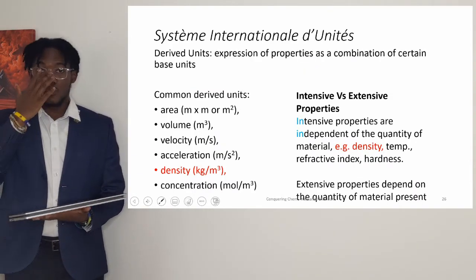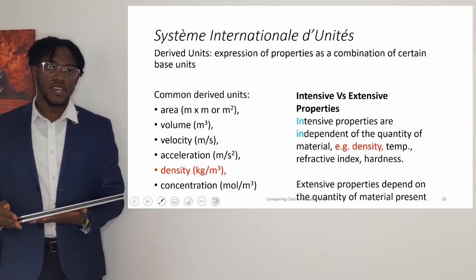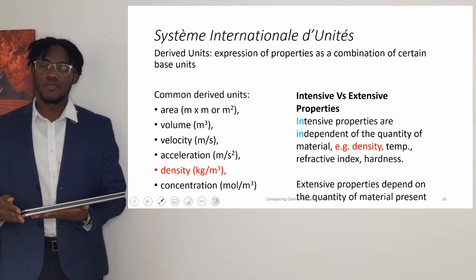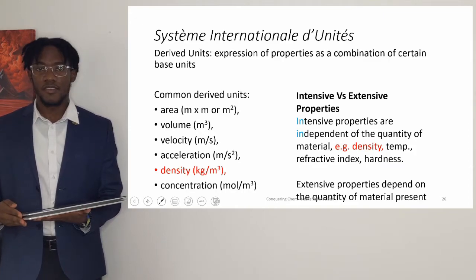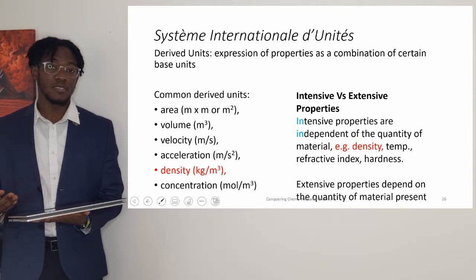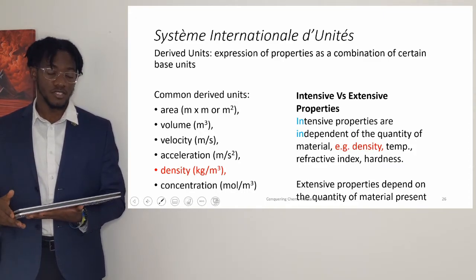Within the SI units, you would also find derived units from those SI units, and derived units are simply a combination of the base units. So for example, if we wanted to find the area, we would have to multiply a length times a length to make it into a two-dimensional shape.